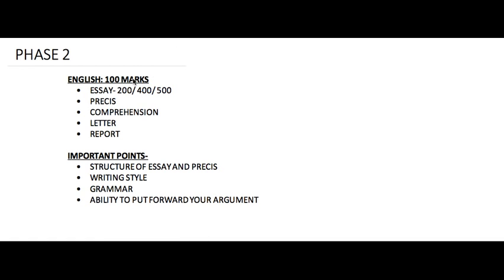The next section is English. English is the only descriptive paper in the entire examination. It carries 100 marks. The subsections or sub questions which are asked in English are essay, précis, comprehension, letter and report. Before the change of pattern, letter and report were also asked in the examination, but since 2015 we have seen that only essay, précis and comprehension have been asked.